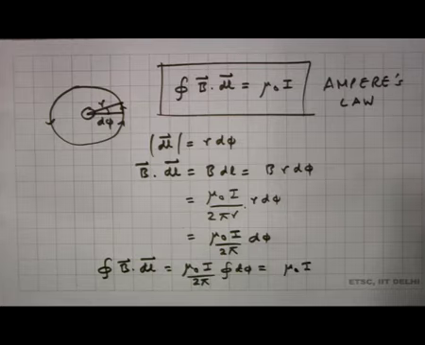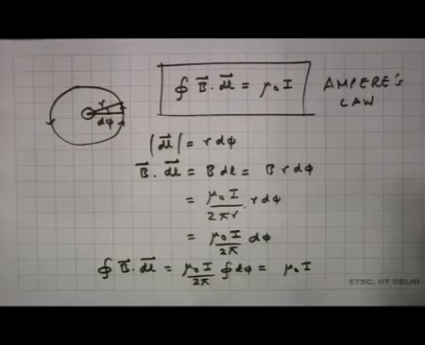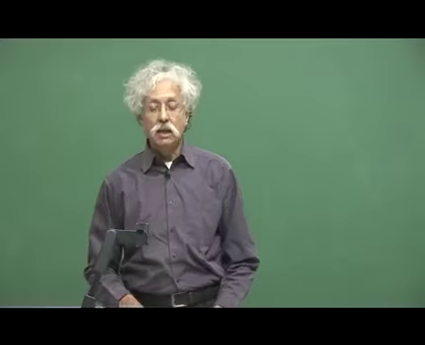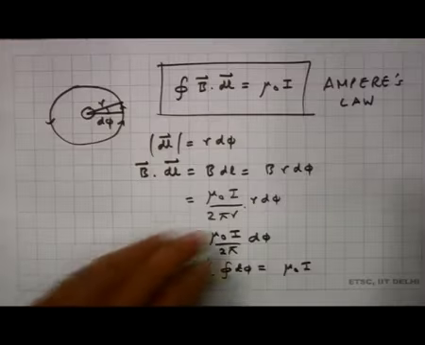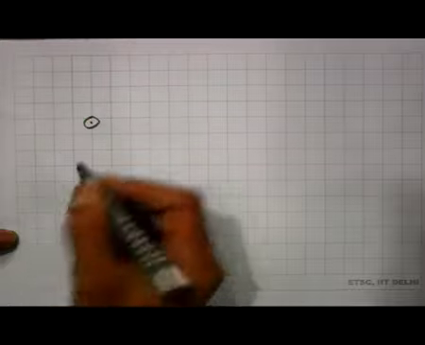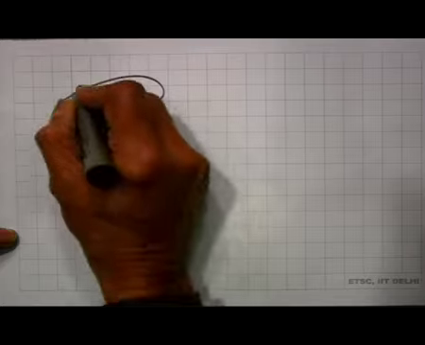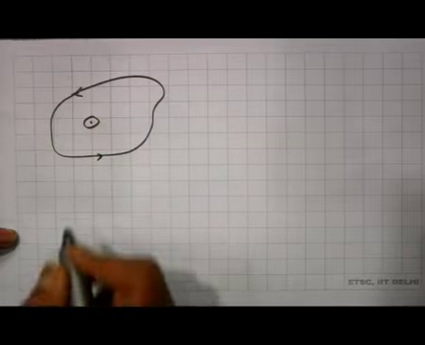Now, this is a calculation assuming that the wire is at the center of this circular path. Now, I want to show you that this value of the integral is always mu naught I irrespective of the path that I take around the current carrying conductor. So, let me again draw a figure here. This is my current coming out of the plane of the paper. So, I take some arbitrary path like this around this current carrying conductor.